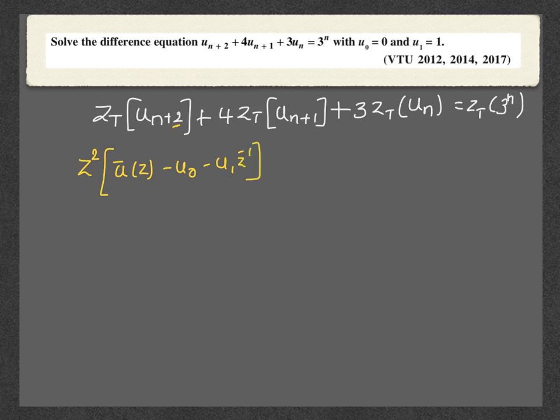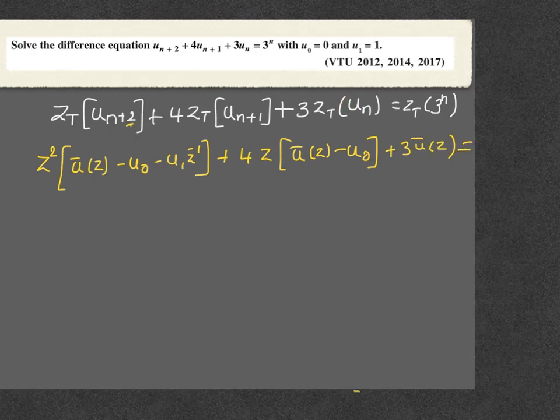So you can also remember, after u bar z we have to write two terms. Next, 4 Z transform of u(n+1). Here k is 1, so z, and after u bar z one term: z times (u bar z minus u0). Next, plus 3 Z transform of u(n), which can be written as u bar z, equal to, on the right, Z transform of 3 power n. The Z transform of k power n is z by z minus k. Here k is 3, so z by z minus 3.